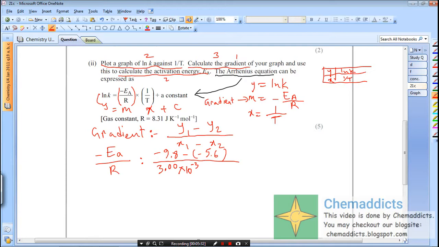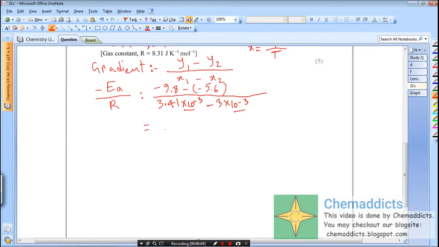Sorry, I have made a mistake once again. It should be 3.41 into 10 to the power minus 3 minus 3 into 10 to the power minus 3. Don't forget to mention these things. If we calculate, we will get the gradient, which is minus Ea divided by R.